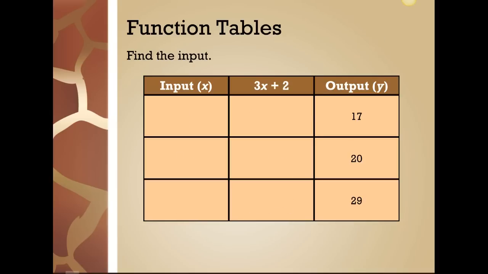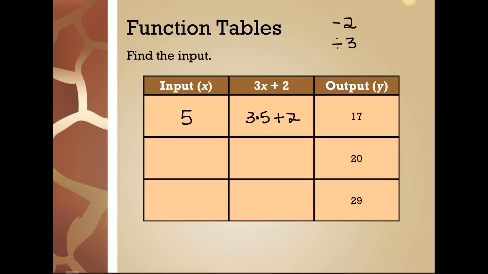As you can see, the function rule for this table has 2 steps. First, we will multiply 3 times x, then we will add 2. In order to find the input, we'll have to work in reverse. We will subtract 2, and then we will divide by 3. Given the output 17, first we will subtract 2, which gives us 15. Then we will divide 15 by 3 and find that our input is 5. 3 times 5 is 15, plus 2 more is 17.